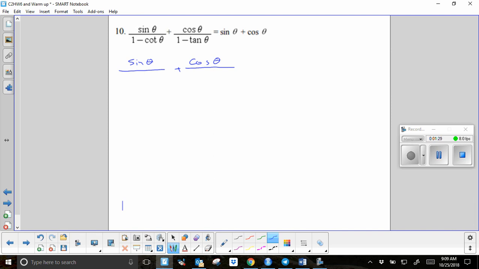The question was why I'm not changing the tops. It's already sine and cosine. Now, the bottom, however, I'm going to change it to 1 minus cosine of theta over sine of theta, and 1 minus sine of theta over cosine of theta.